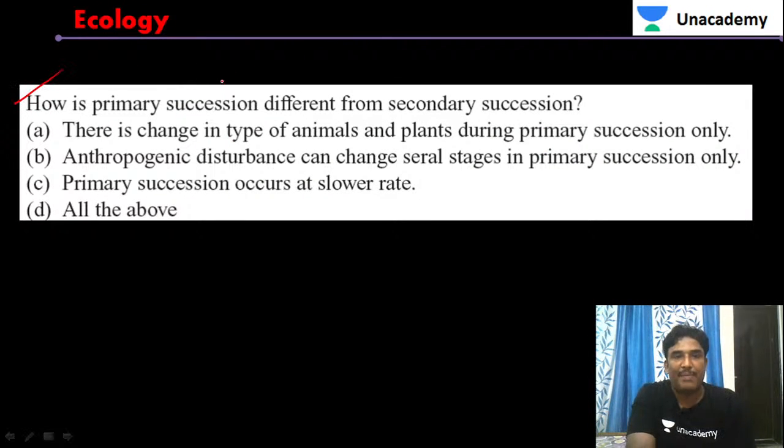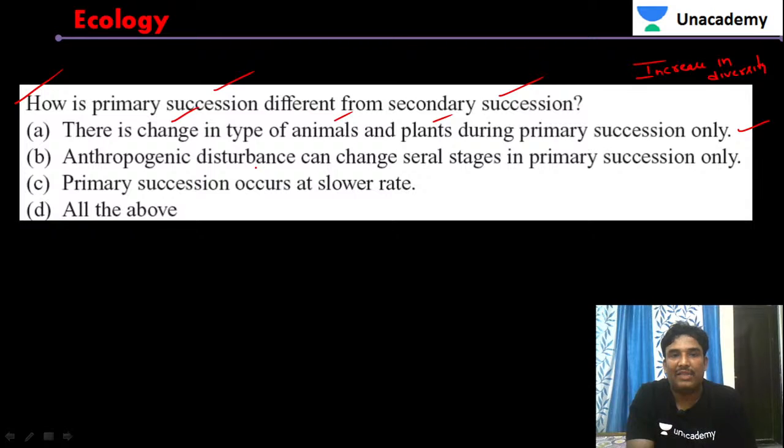So how is the primary succession different from the secondary succession? So this sentence can clearly explain it. There is a change in the type of animals and plants during primary succession only. Yes, no, this statement is correct. We were discussing there is a chance for increase in diversity. The same thing is happening here. So there is increase in diversity.